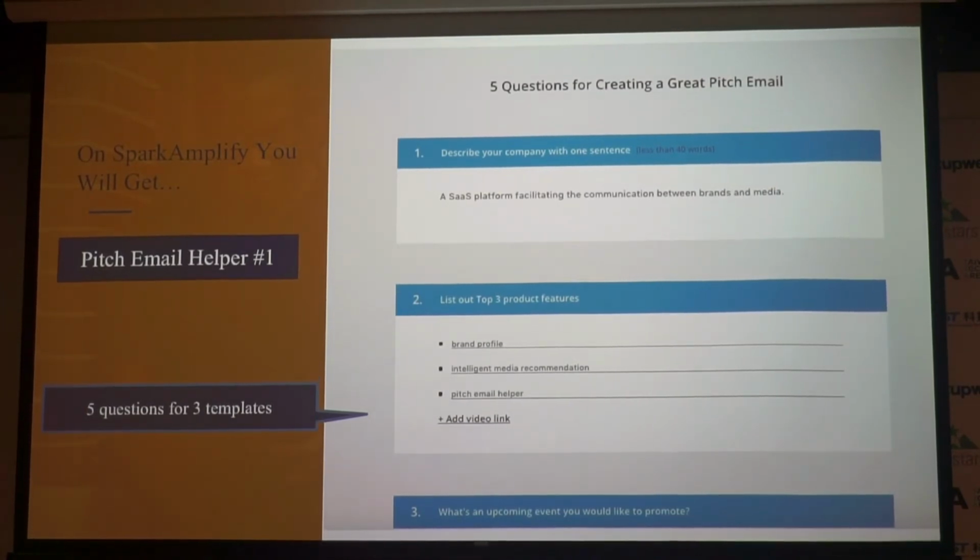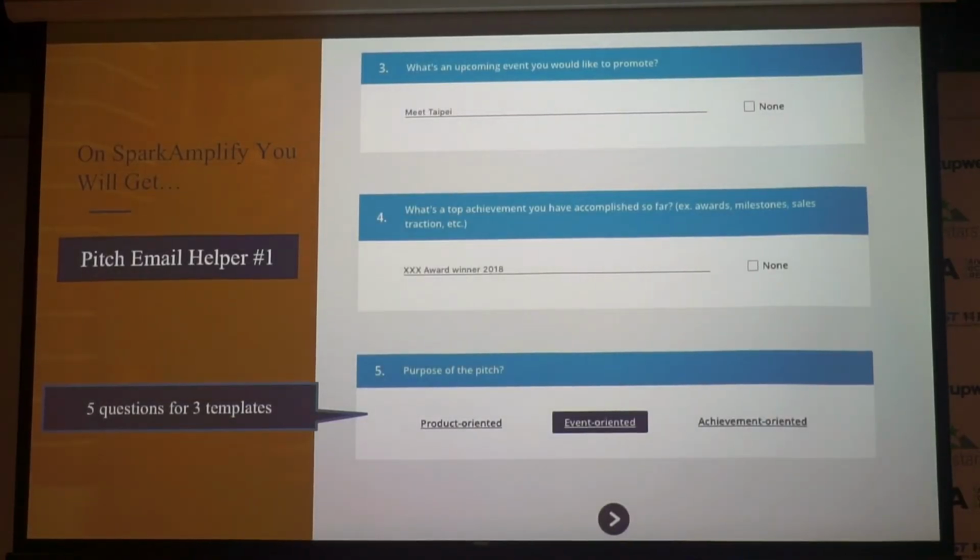So the 5 questions you're going to answer are simple ones like describing your company, what are your key product features, and you can add a video to attract more attention if you want. And then if you're going to an upcoming event, what is it? And do you have a top achievement that you would like to promote? And if you filled in all these 4 questions, you can choose from 3 different purposes of the pitch.